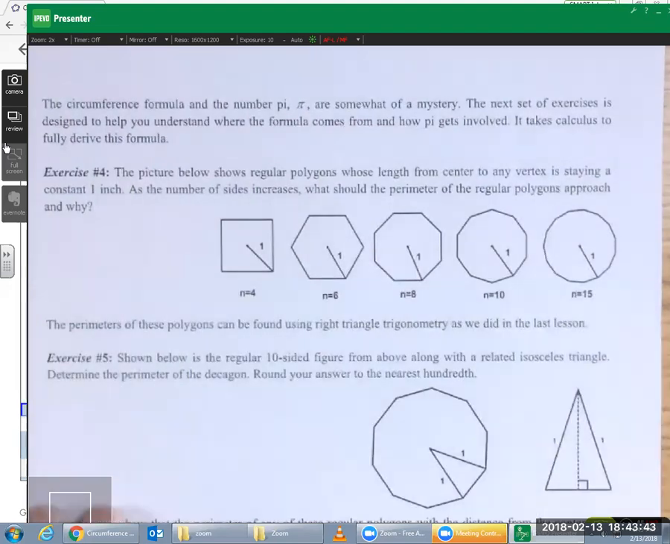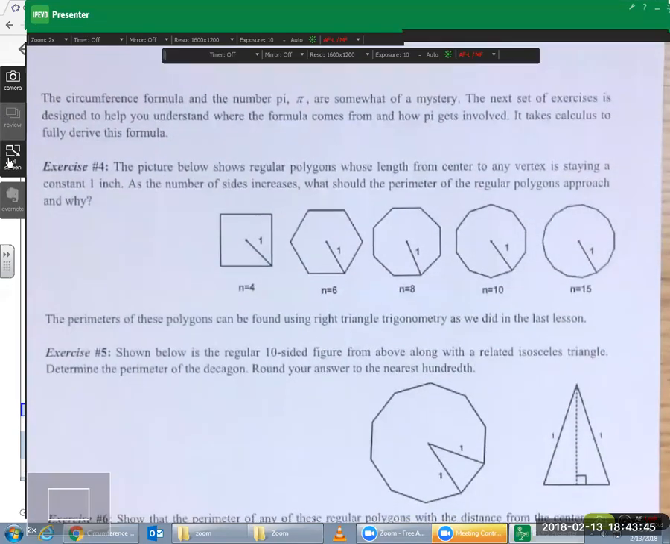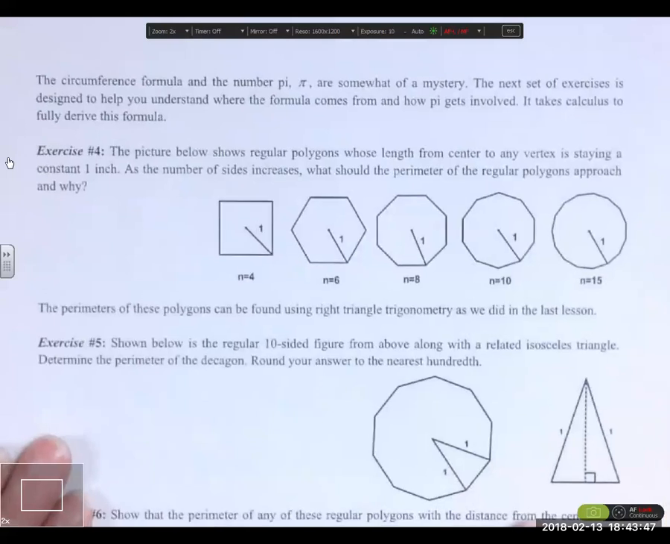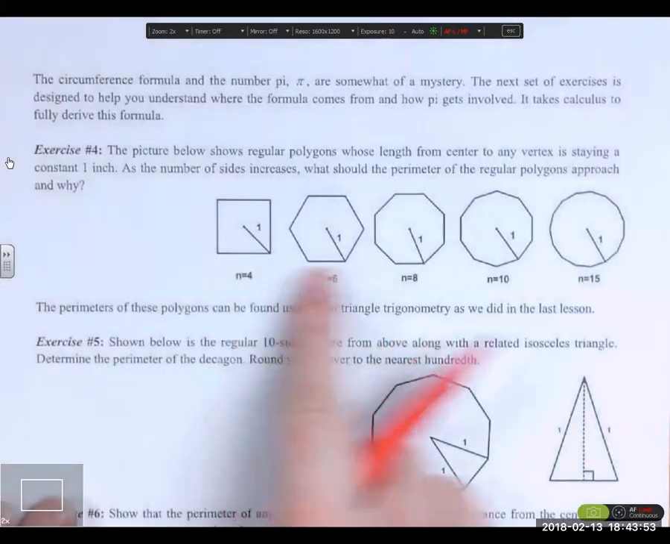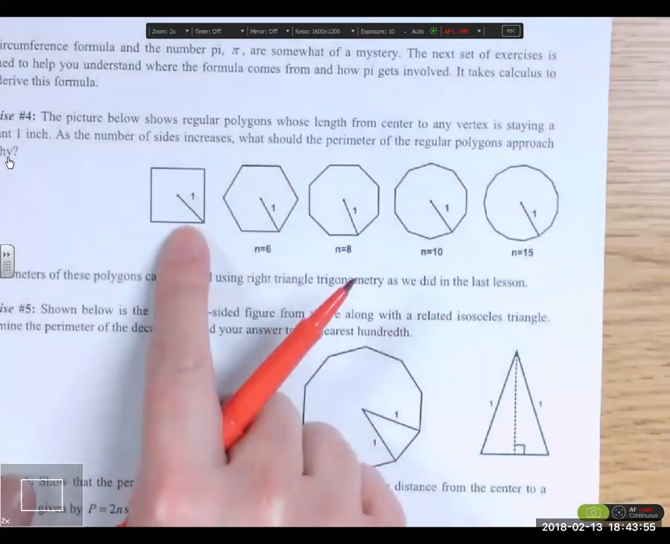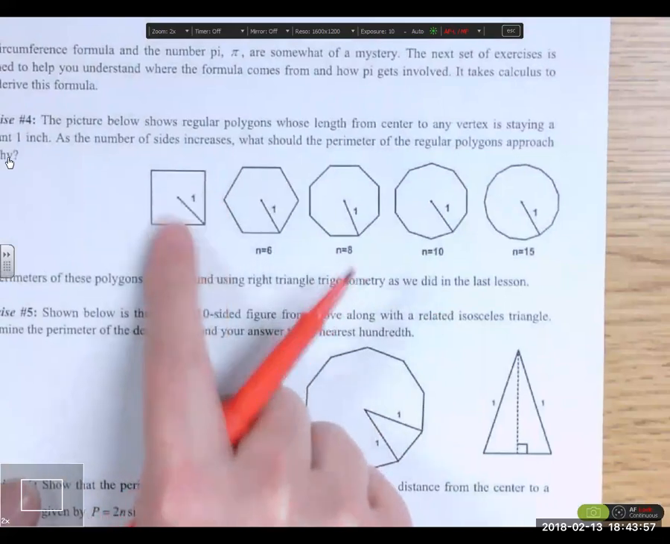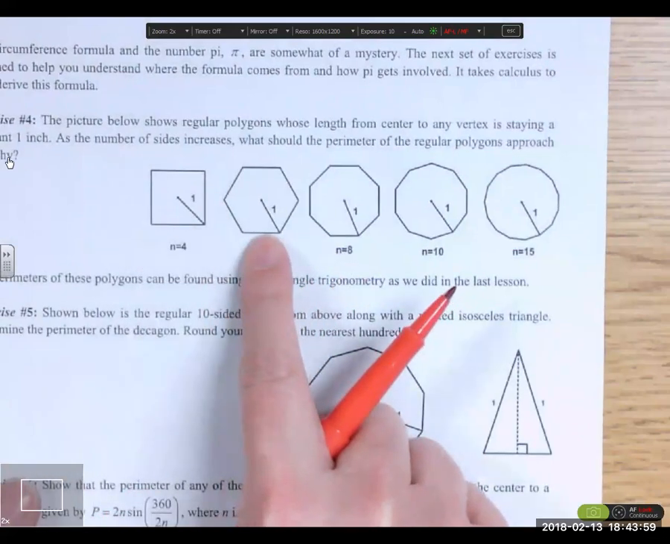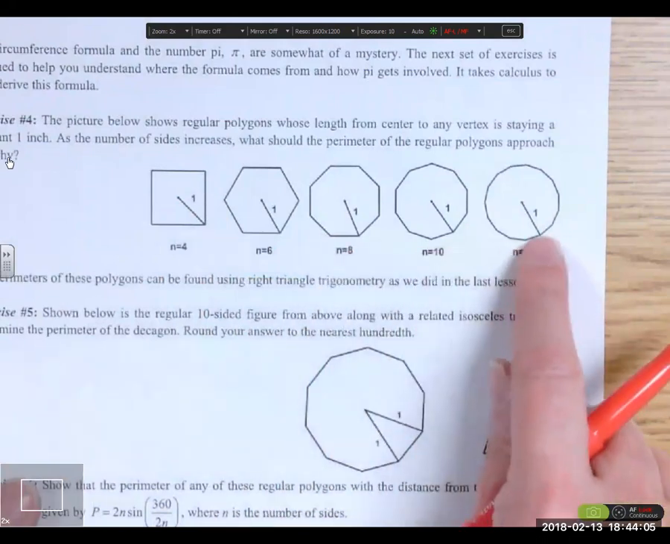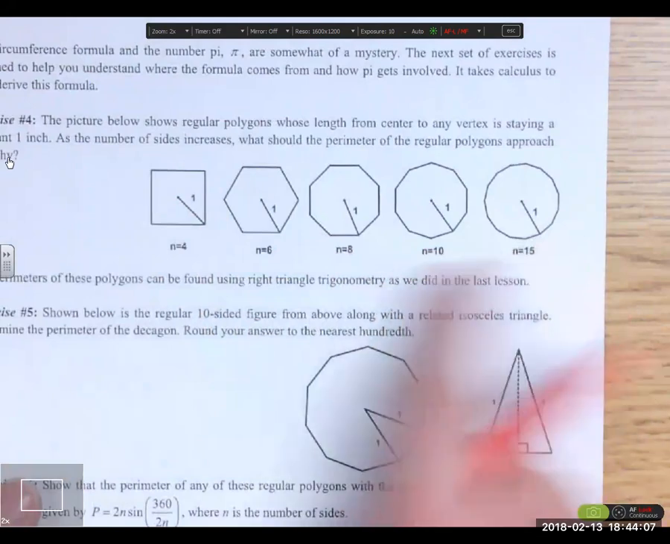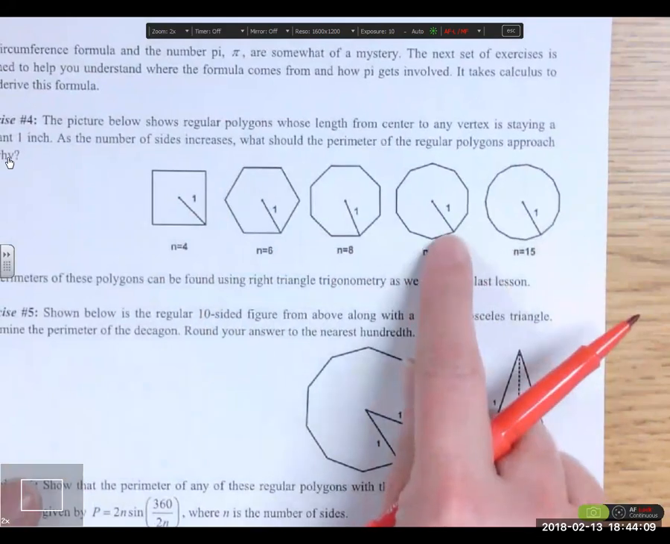That's a little bit of a ways away for you, you've got a few years to go, but I want you to get a little bit of a picture of what's happening. So in exercise 4, we're looking at some regular polygons. We have a square, everything's nice and symmetric, a nice regular hexagon, our friend the octagon with 8 sides, a decagon, and then a 15-gon. Now these n's down here just indicate the number of sides.